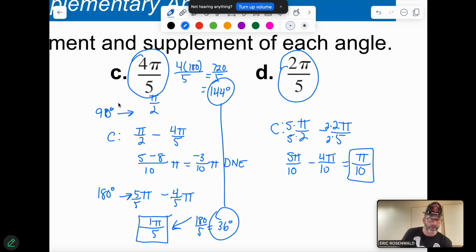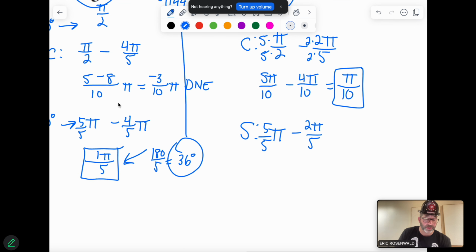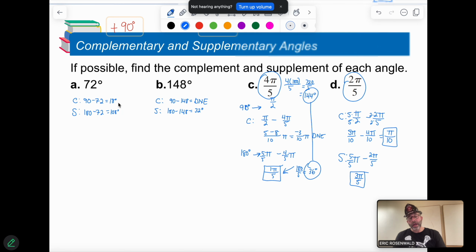That is the complement. The supplement for this, we know that 180 degrees is the same as pi. So I do pi minus that 2 pi over 5. And again, to get the denominators to be the same, I say 5 over 5. Same exact denominators, right? And that's equal to just 1 pi. That means that this is going to equal 3 pi over 5. That's it. All right, so that's the majority of this first section.